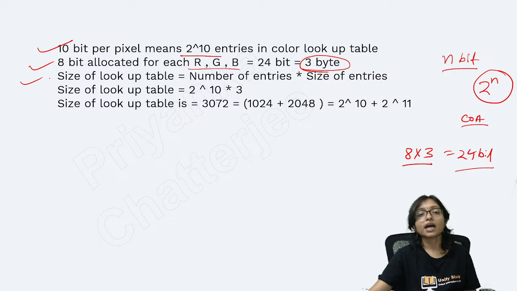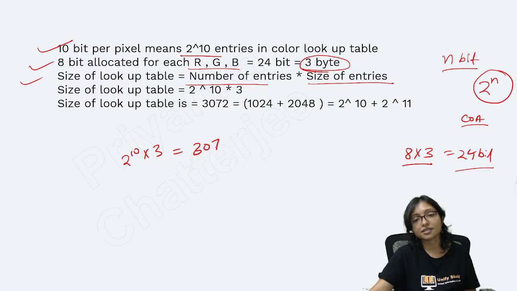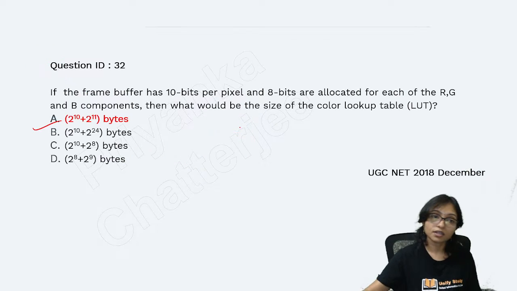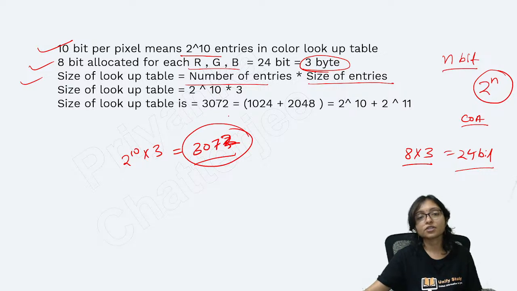Now total will be the total number of entries multiplied by the size of the entries. So it will be 2 to the power 10 multiplied by 3, that is 3072. Now 3072 is the total, but my answer is given in plus format. This 3072 we can convert into plus format, that is 1024 and 2048.